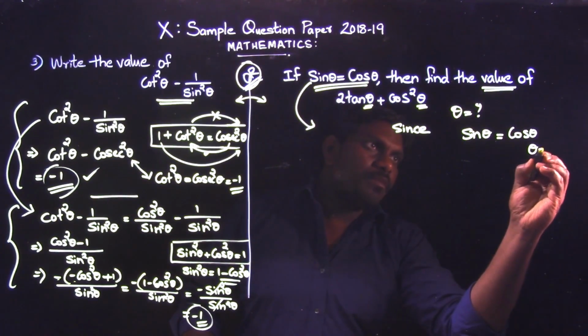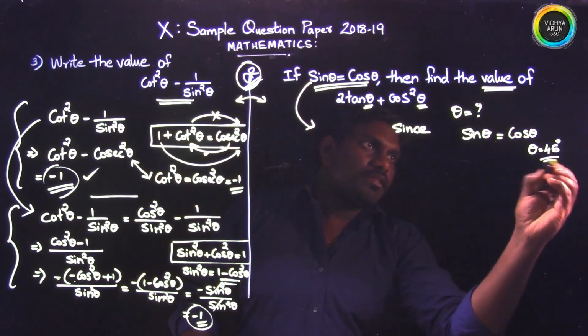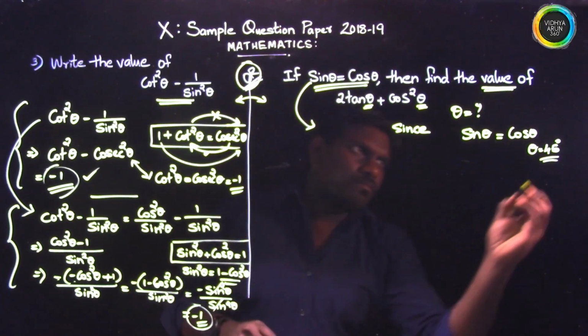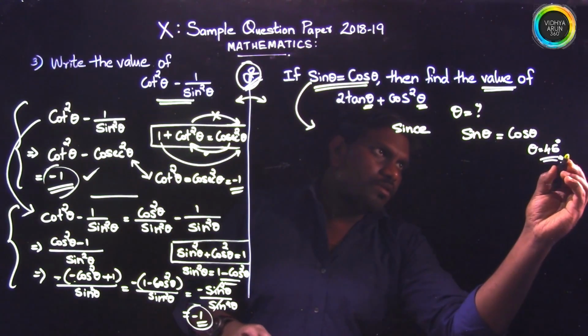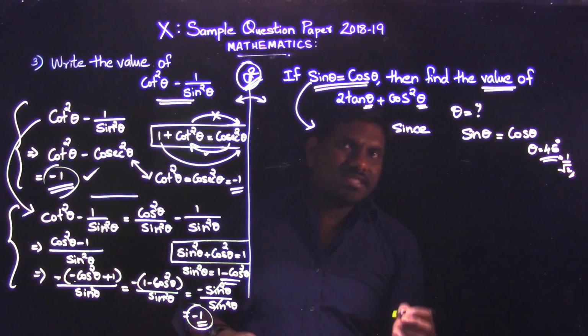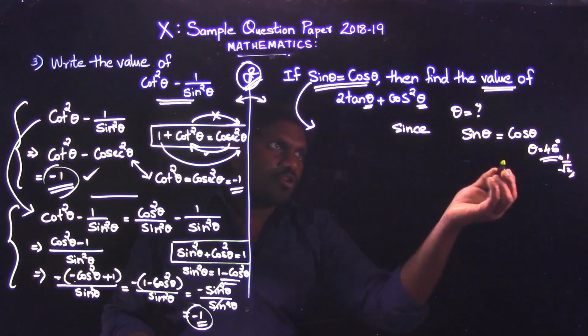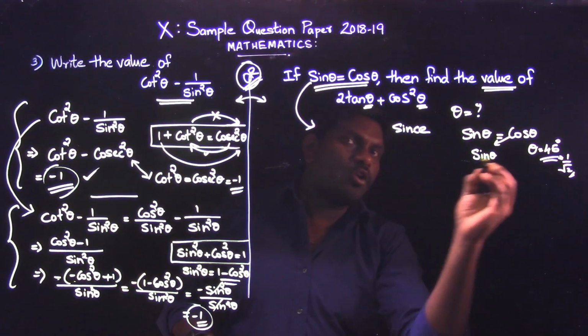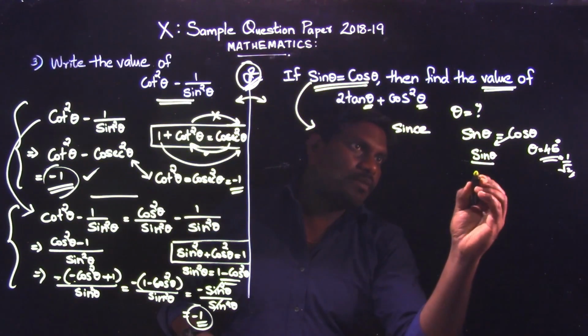If you check, at 45 you will get the same value. Both are 1 by root 2. That's the same value you get when sine theta is equal to cos theta. Or else, if you are thinking logically, sine and cos will cancel down.